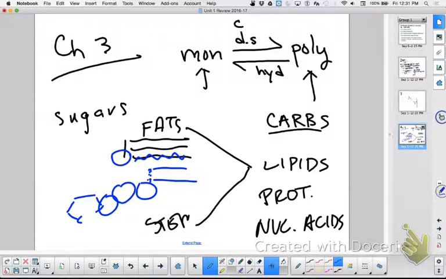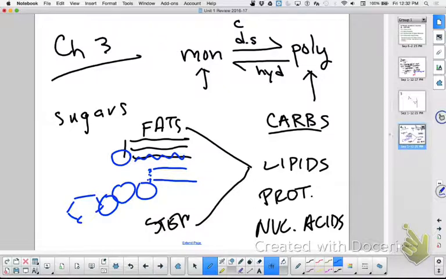Prokaryotic cells are found in 2 different domains. What are the 2 different domains that prokaryotic cells are found? Bacteria and archaea. What makes archaea different from bacteria? Their cell walls. Cell membranes are different. Chloroplasts are in eukaryotic cells. Cell walls, cell membranes, and they live in what kind of environments? Harsh, extreme environments. Okay?